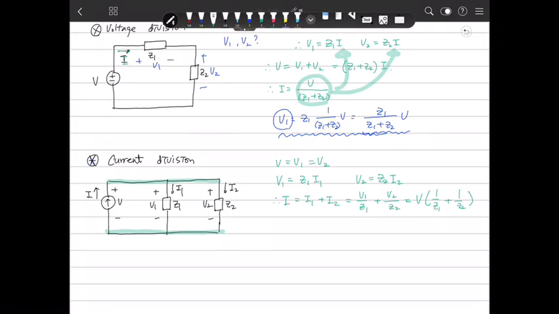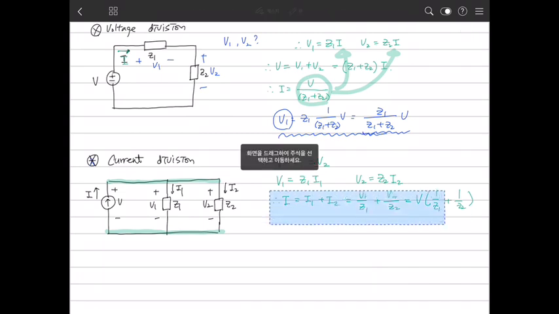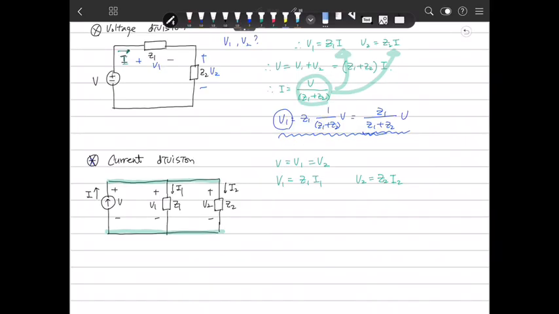Therefore, oh no, this is long. I inverse the sequence here. Then we can say, because V1 is G1 I1, and V2 is G2 I2.